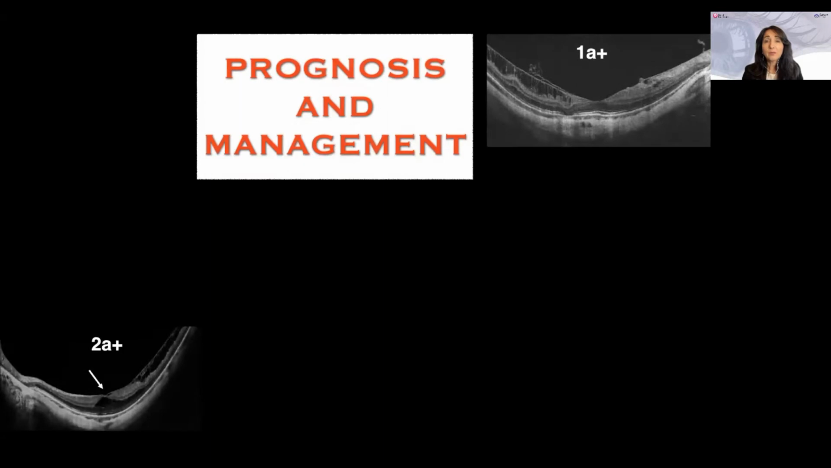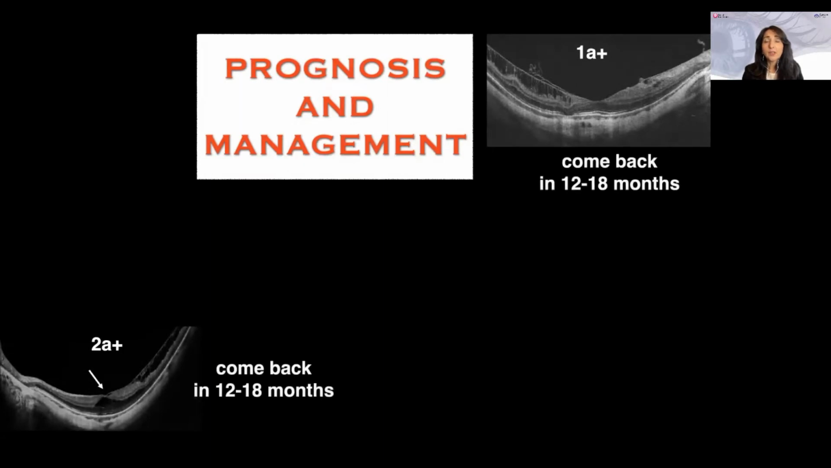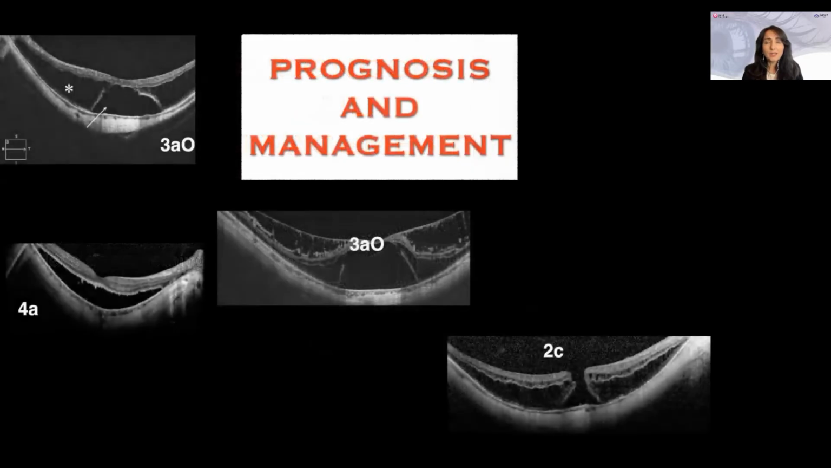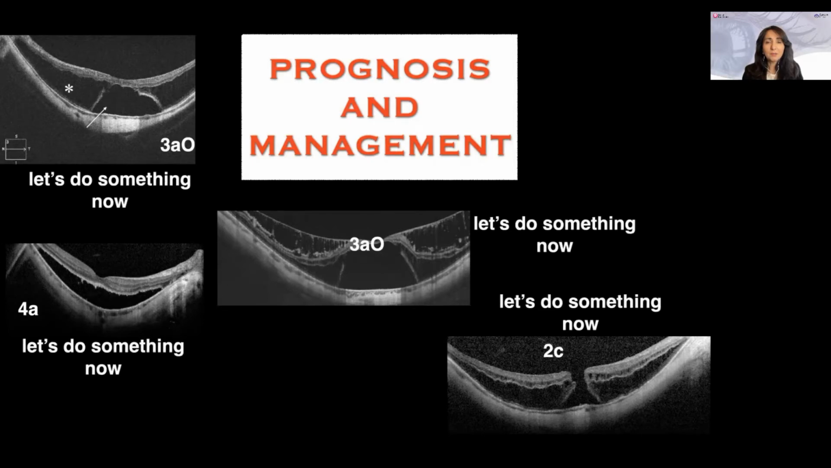In fact, if you have a patient in the office in stage 1A and 2A, you can propose the patient to come back in 1 year, 1 year and a half. If you have a lamellar macular hole, you can decide to do something only if vision is dropping. But if you have stages 3 or 4 or C, you have to do something immediately.